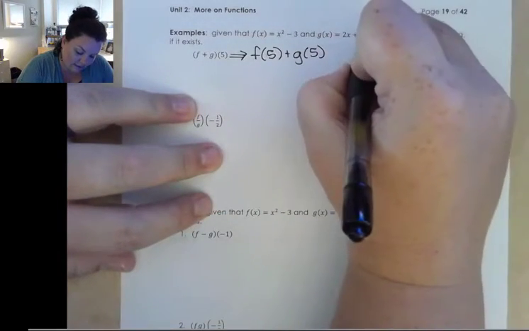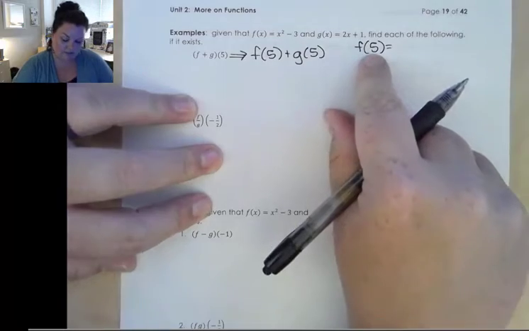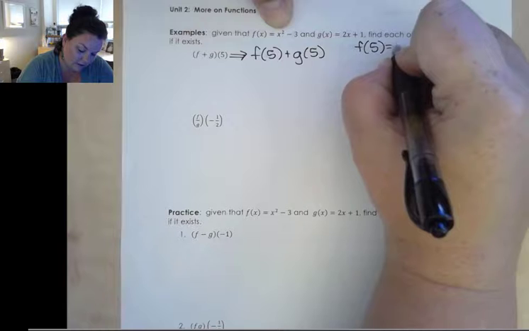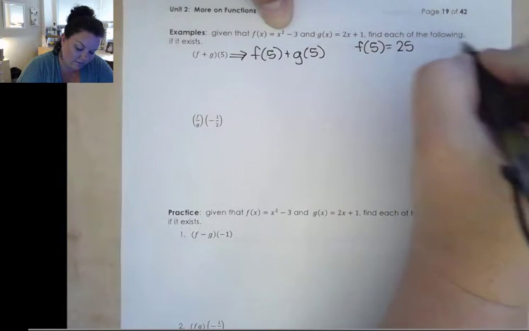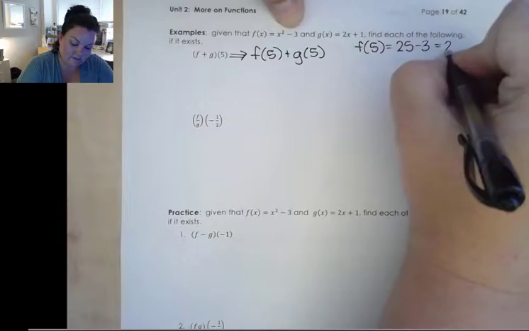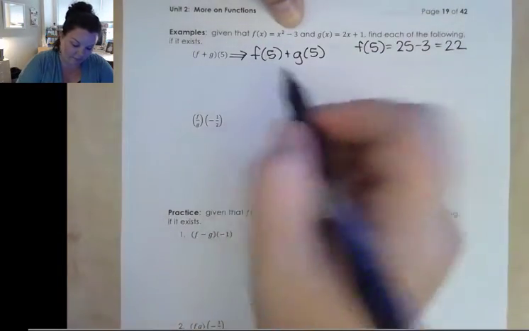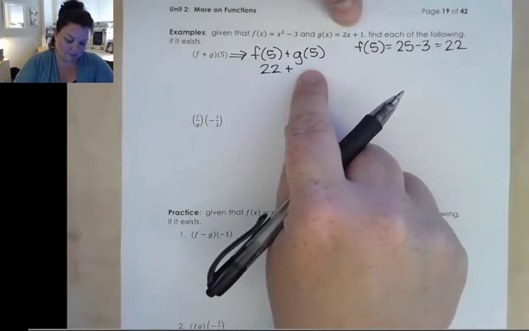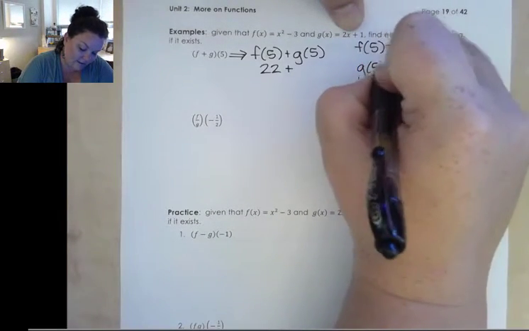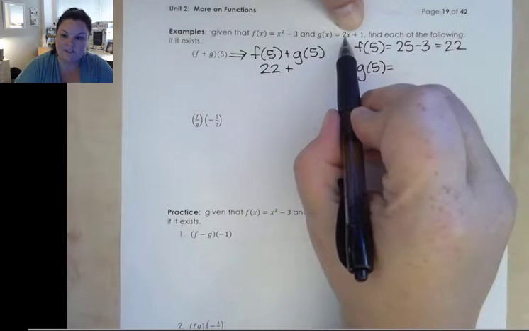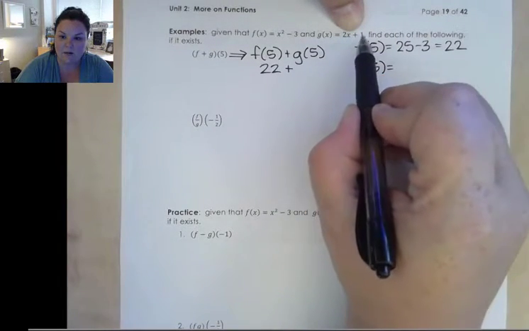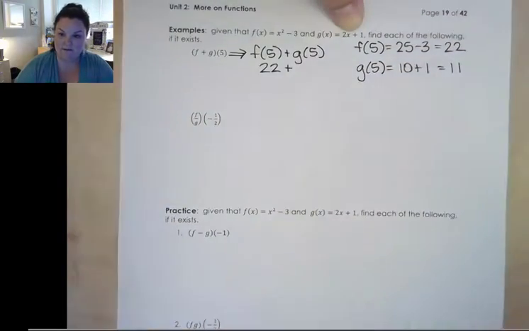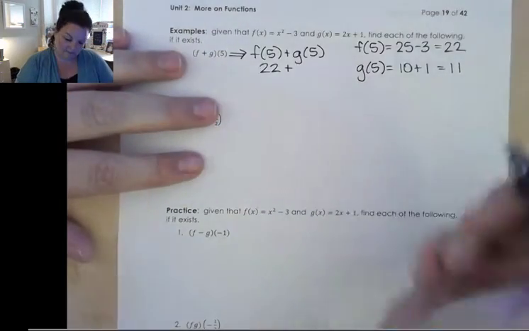Off to the side here, I'm going to find f of 5. If I plug 5 into my f function, it says to square my input. So 5 squared is 25, and then subtract 3. That gives me 22. So f of 5 equals 22. Now I just need to figure out what g of 5 equals. If I plug 5 into my g function, it says to do 2 times my input and add 1. So 2 times 5 is 10, plus 1 is 11. So g of 5 equals 11.